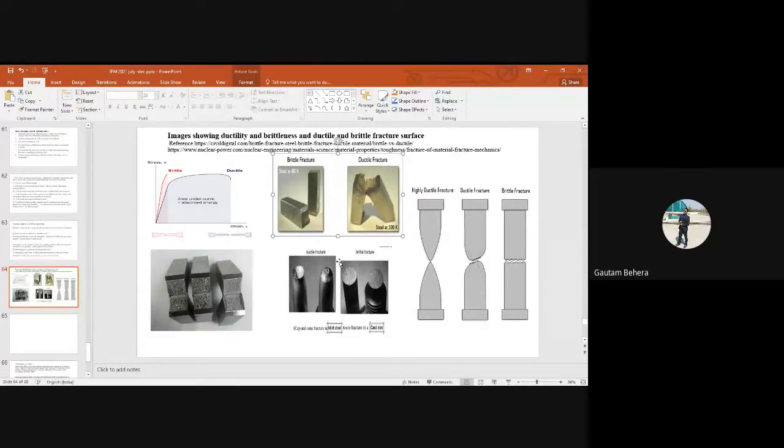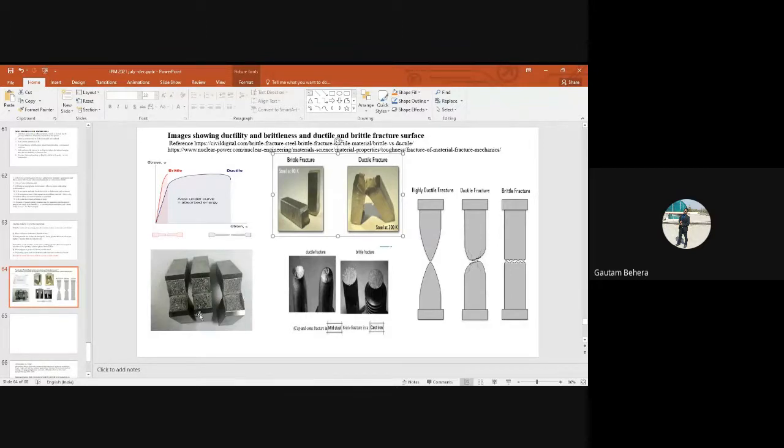Similarly, you can see this image. This is a fracture surface of brittle material and this is a fracture surface of ductile material. You can see this is a shiny surface. Some rough surface or fibrous surface is present here and here. And this has some facets of flat surface, but this has some fibrous region. Fine. You can distinguish this one.